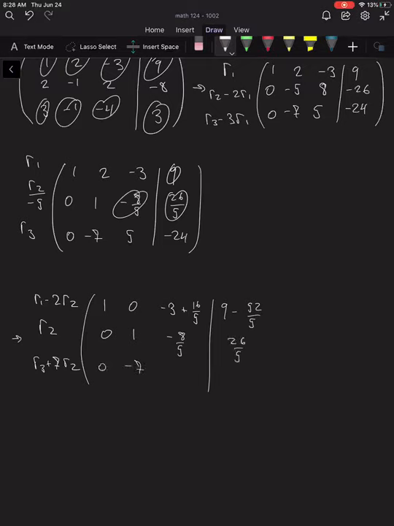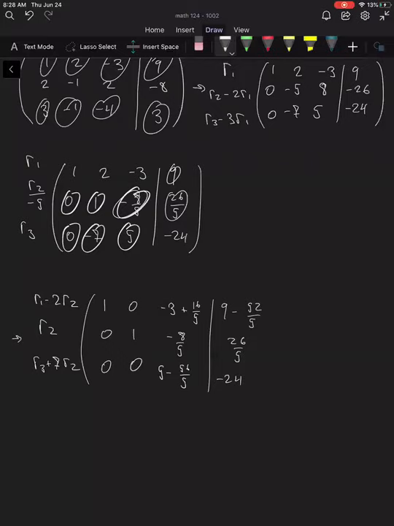Then 0, minus 7. Oh, sorry, no, we're changing this row. So this row we're adding 7 of the second row. So 0 plus 7 of that is 0. Minus 7 plus 7 of that is going to be 0. And then what we have is 5 plus 7 of that. So 5 minus 8 times 7 is 56, so we're going to have minus 56 over 5. And then over here, we'll have minus 24. Oh, sorry, no, yeah, that's fine.